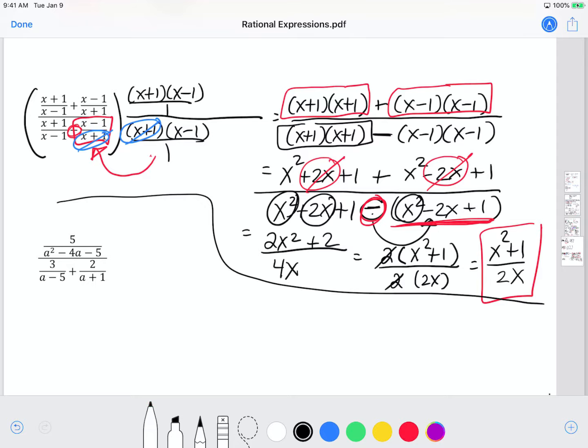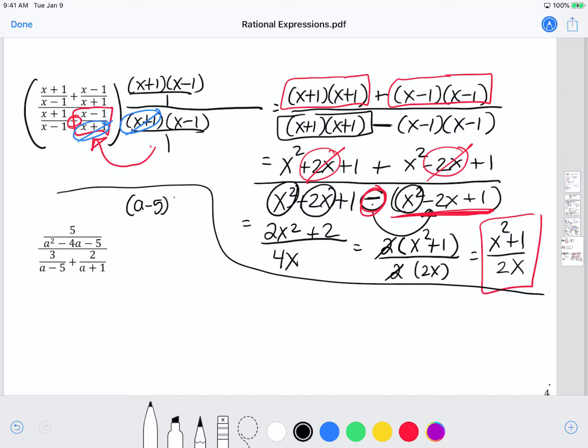Okay, last example for simplifying complex fractions. My common denominator for all my mini fractions is going to be a minus 5 times a plus 1. Because if I factor, here are my mini fractions, I have 1, 2, 3. If I factor the denominator, a squared minus 4a minus 5, I'm going to get a minus 5 times a plus 1. So if I look at the other denominators, that's exactly what I have down there. I have an a minus 5 and an a plus 1.